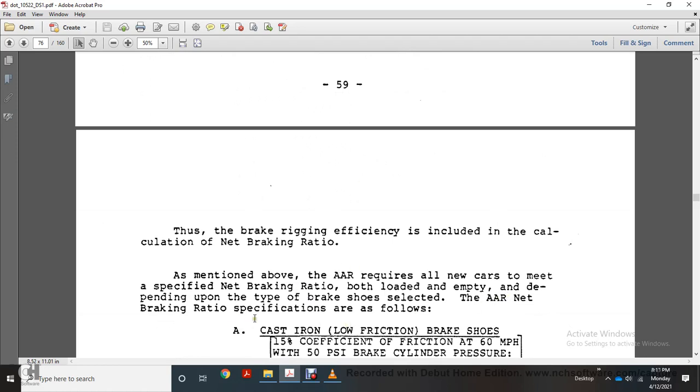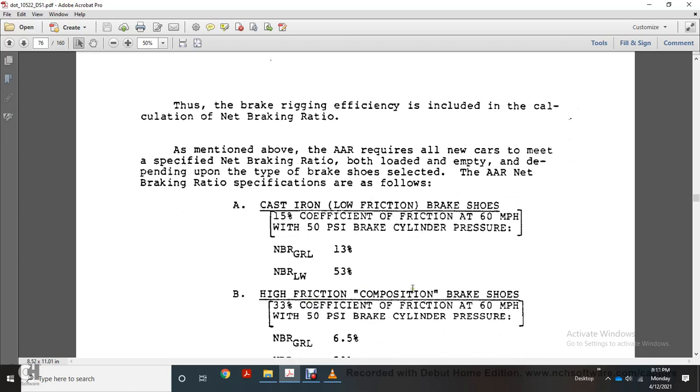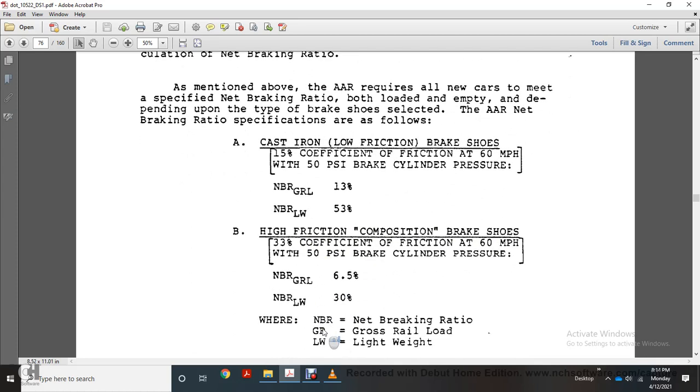The AAR net brake ratio specifications are as follows: cast iron shoes, low friction, 15% coefficient of friction at 60 miles per hour with 50 psi brake cylinder pressure, net brake ratio at gross load 13%, light load 53%. High friction composite brake shoes, 33 coefficient of friction at 60 miles per hour, 50 psi brake cylinder pressure, net brake ratio gross load 6.5, light load 30%.